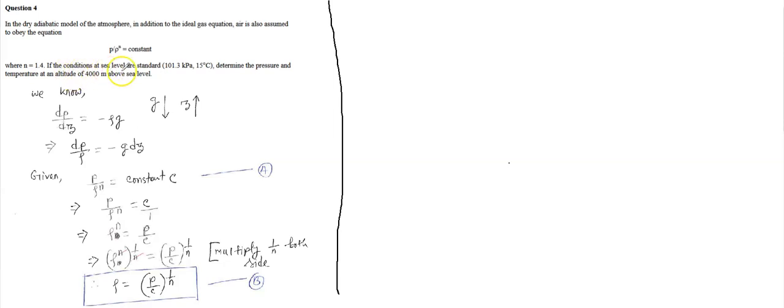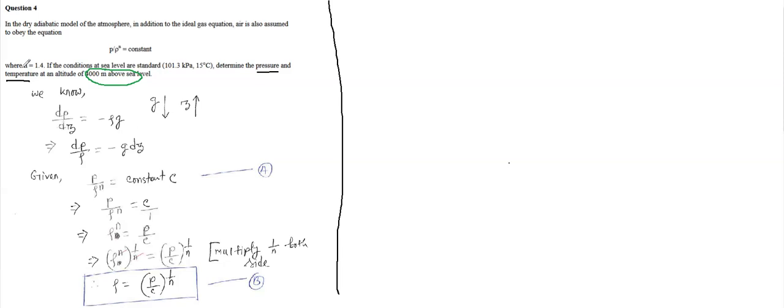Now, if the conditions at sea level are standard, that is standard pressure and 15 degrees centigrade, we need to determine the pressure and the temperature at an altitude of 4,000 meters above sea level. So that's our requirement. We are going to calculate the pressure and the temperature at 4,000 meters of altitude. This is our ultimate target.